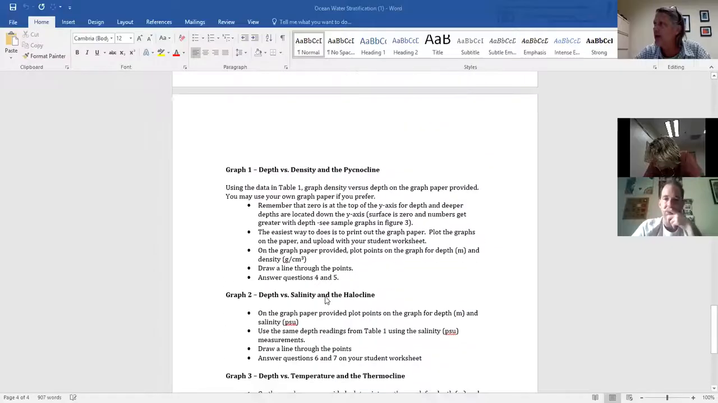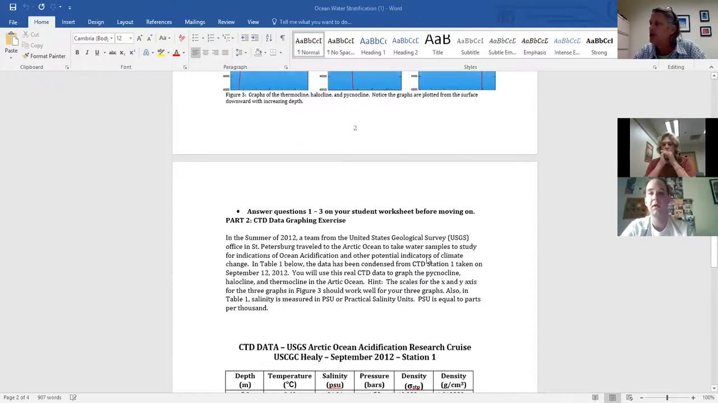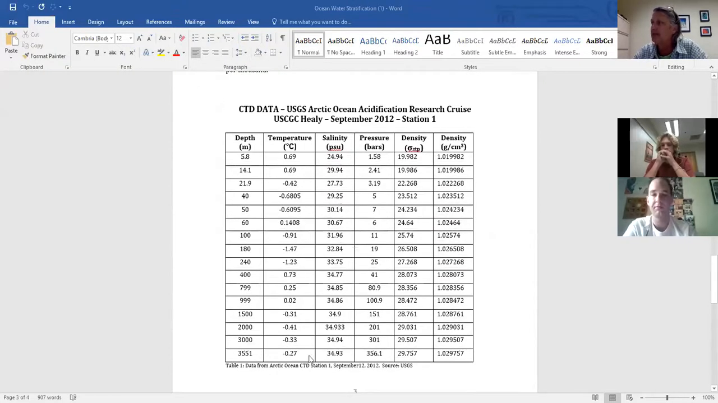Then when you graph your data, plot your points and connect with a smooth line. It's not going to be a line, I mean a smooth curve. You probably already have the answers or close to the answers, because the thermocline is going to be something like this, the halocline is going to be something like this, and the pycnocline is going to be something like this. This is just a generalized graph from the book. You're using real collected data.